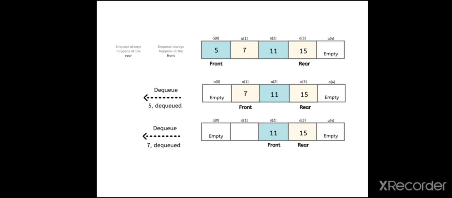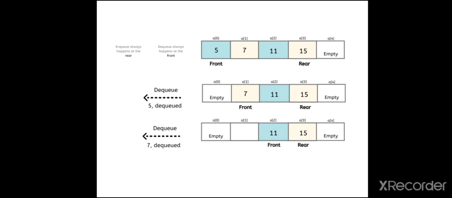Suppose in the first column, you can see that 5, 7, 11, 15 are inserted. Suppose I want to delete an element 11. I can't delete the element 11 directly. In order to delete 11, first I have to delete 5. Next, I have to delete the 7. Then only I can delete the 11. Directly, I cannot delete the 11.